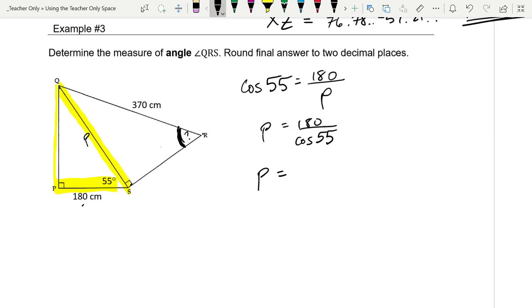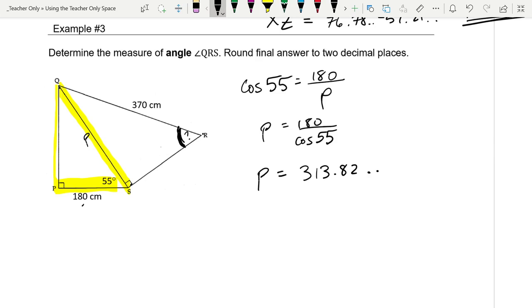Okay, so let's find side P. 180 divide, oops, I hit the wrong button. 180 divided by the cosine of 55. There we go. 313.82. Again, I'm not going to round it because I'm going to use it again in a minute.